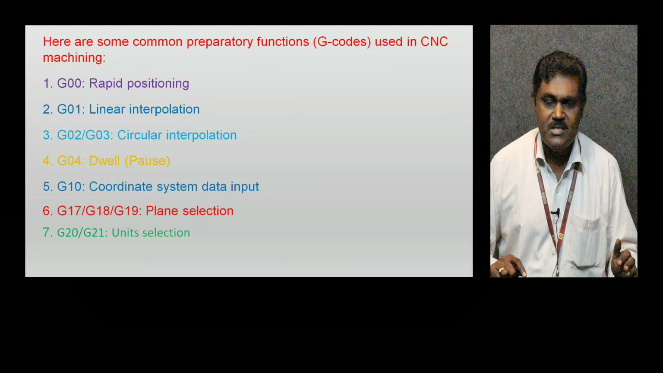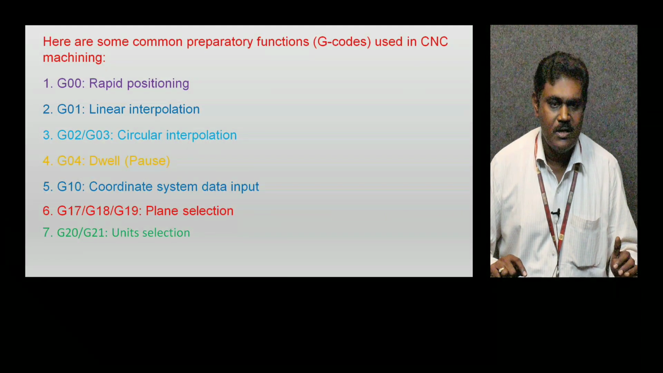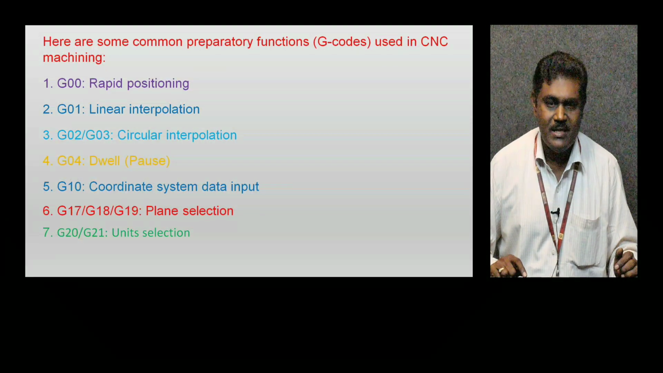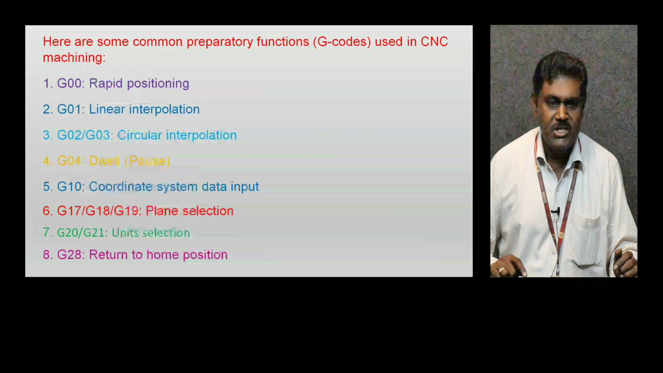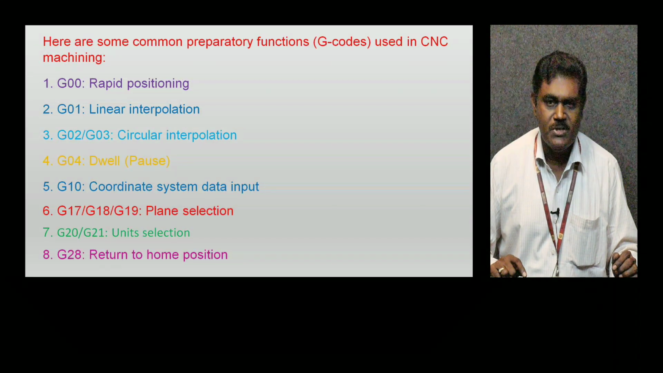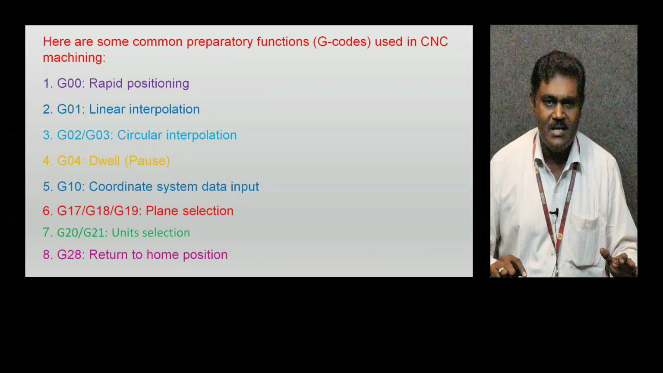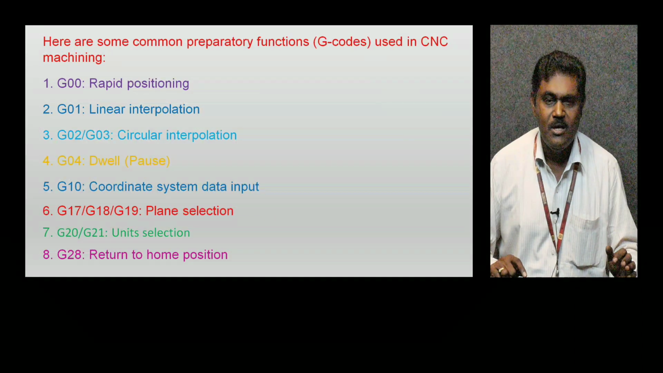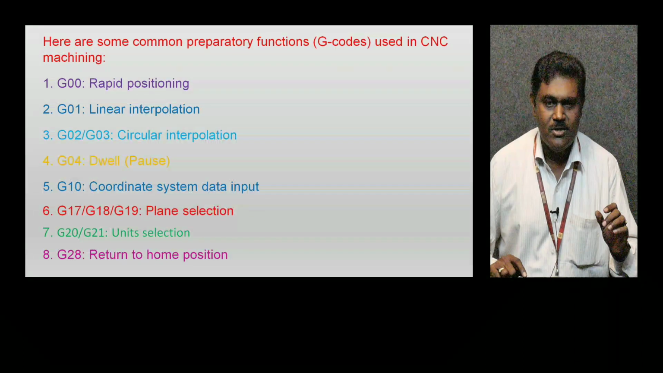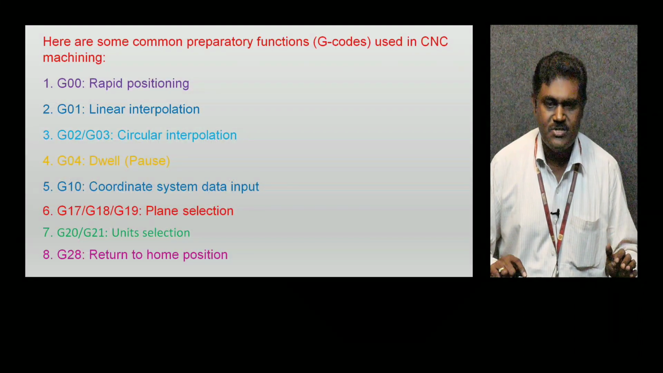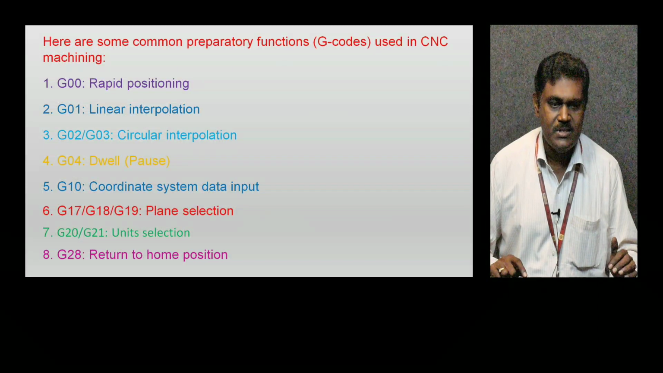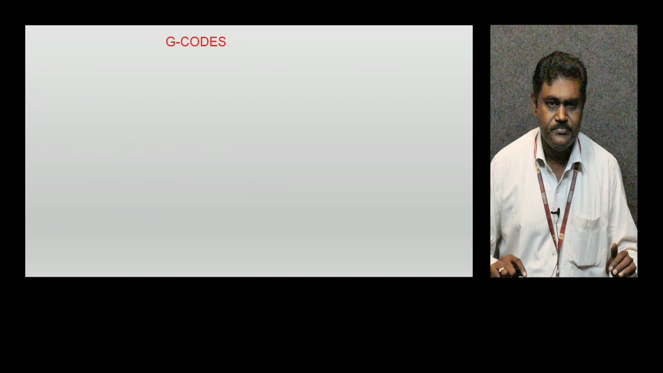G20 and G21 are unit selection: you mention which unit you are giving to the controller before writing the program. G28 returns the tool to the home position. For each and every machine there is a home position or reference position, so G28 tells the controller to send the tool to that reference point.